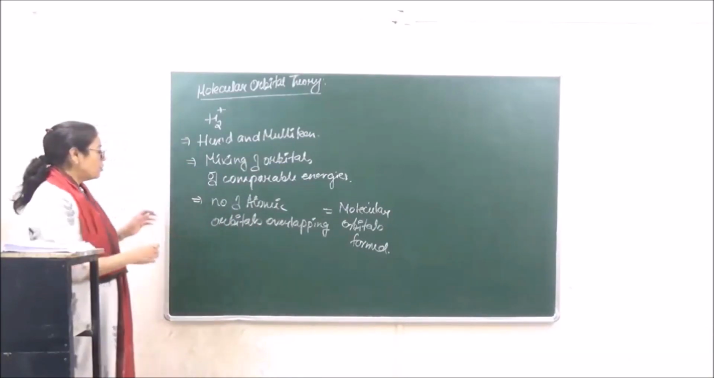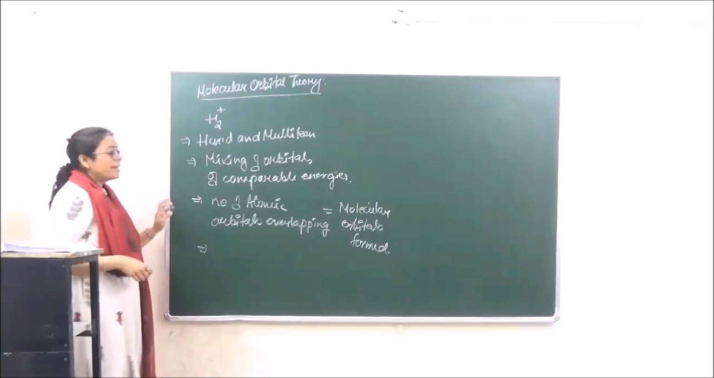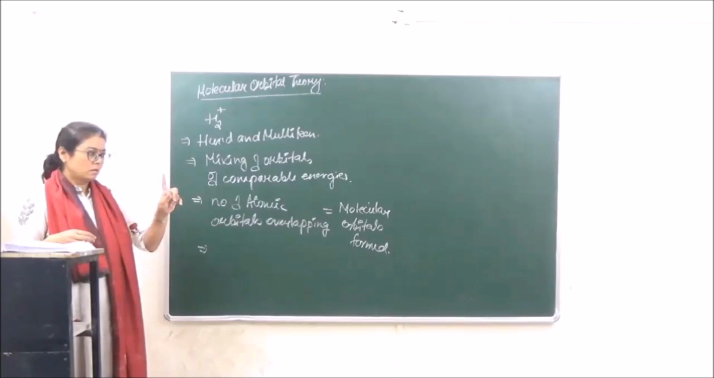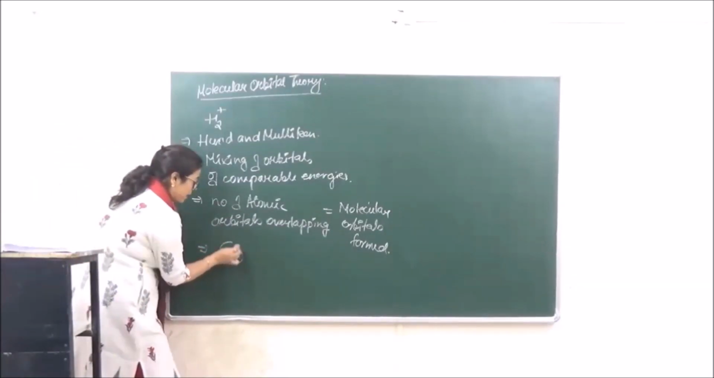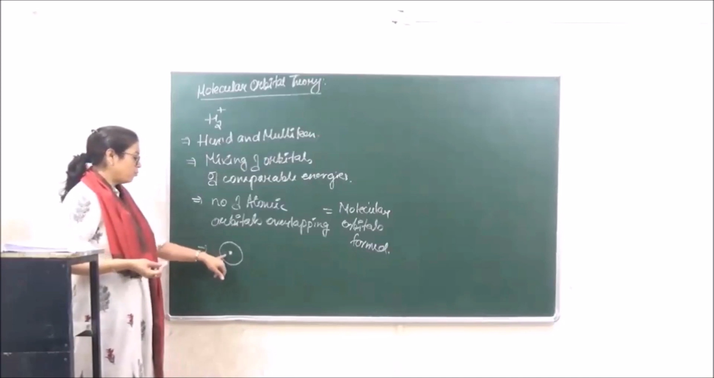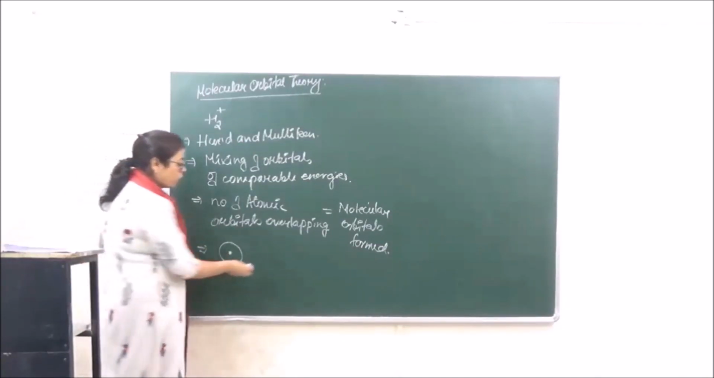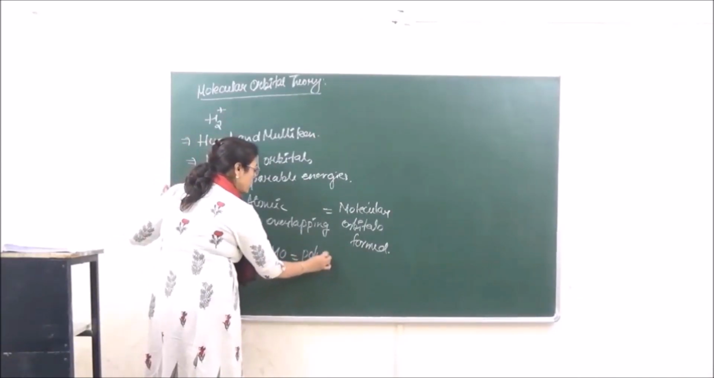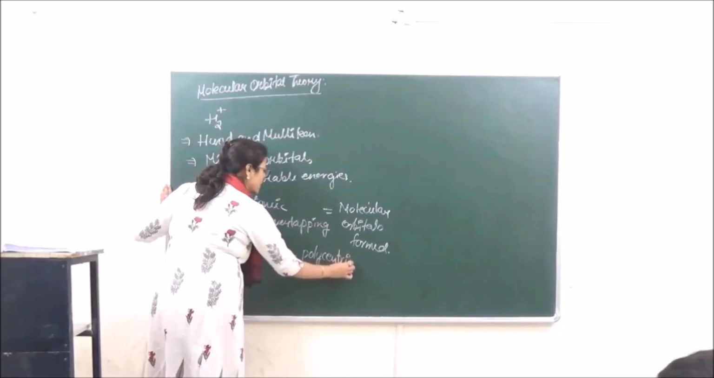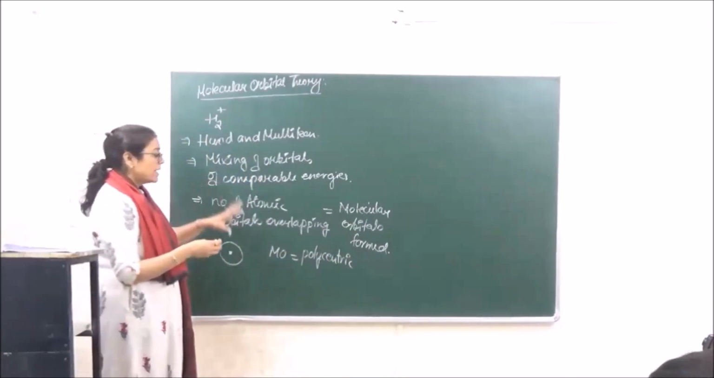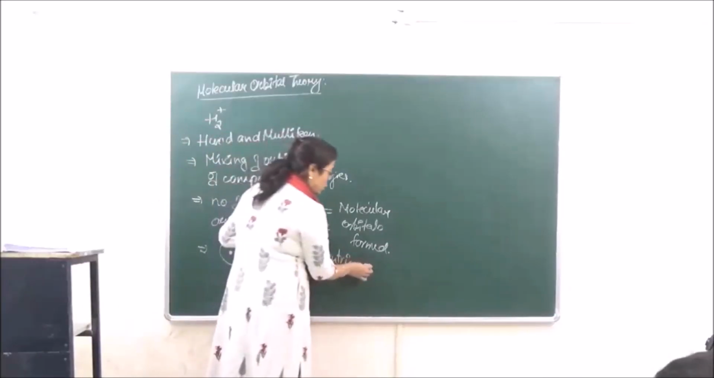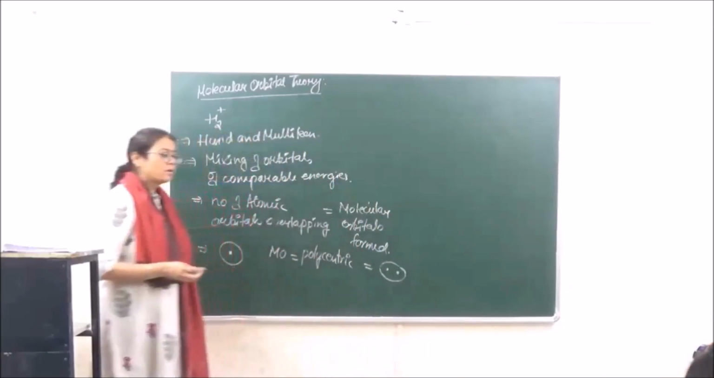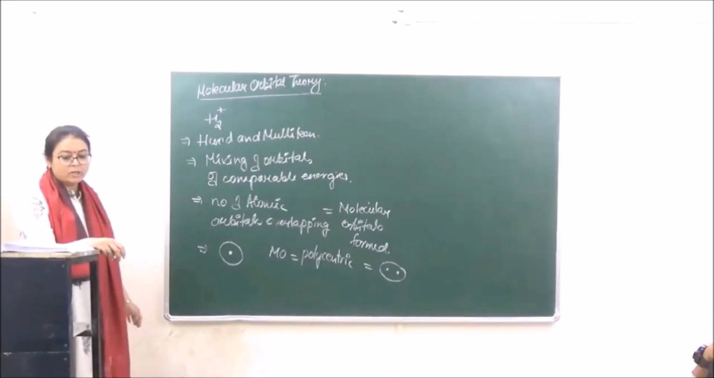Then we know that any atomic orbital has only one center, isn't it? Whereas molecular orbitals are polycentric. What do we understand by polycentric? That it will have more than one nucleus. So the molecular orbital is represented in this manner, and it is going to be polycentric in nature.